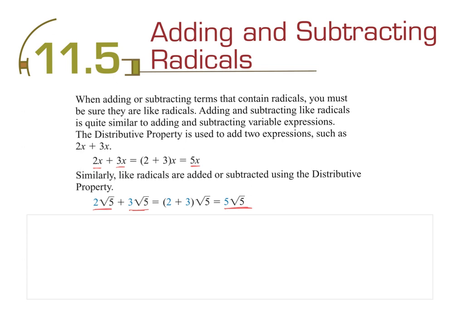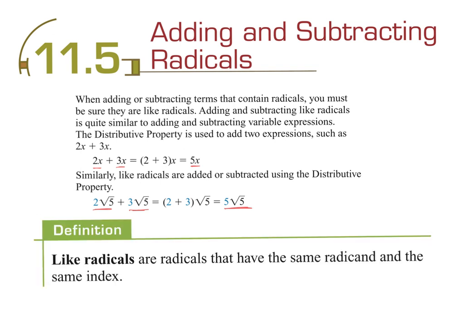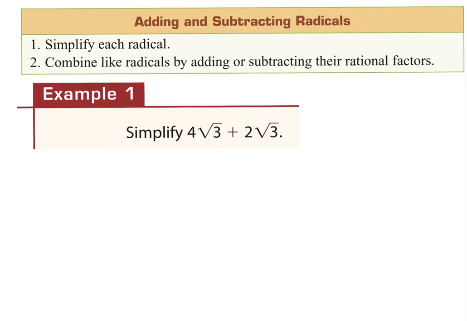And so if we look at this first definition here, like radicals are radicals that have the same radicand, that is the number inside the radical, and the same index, that is the little tiny number on the outside. Remember, if you don't see an index, it is assumed to be a 2. All right, so like 2 square root of 5, 3 square root of 5. The index was 2. The radicand there was 5. So as long as those are alike, you can add them. Let's look at example 1.